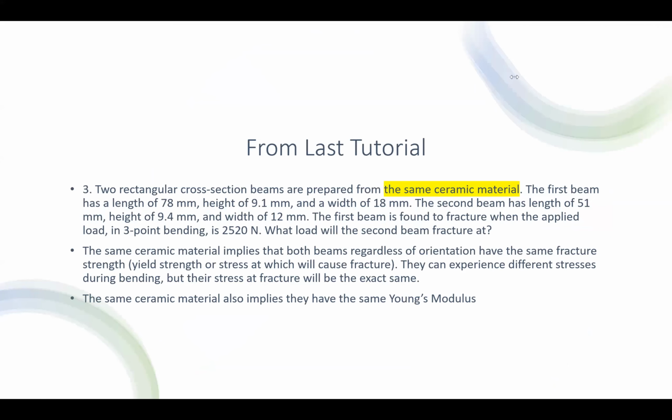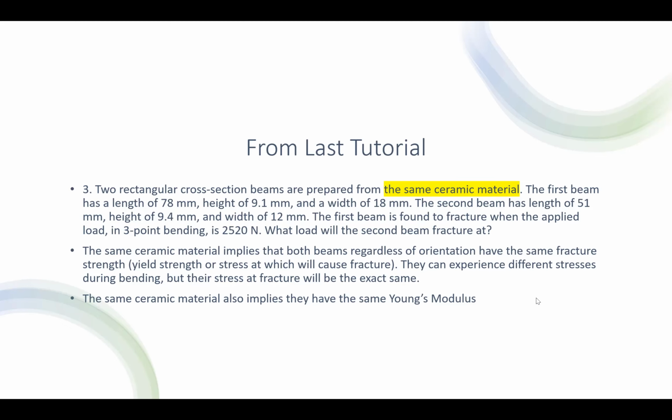Some review from the last tutorial, to fix some of the explanations that I maybe confused some of you with. So with this question, it said from the same ceramic material. The same ceramic material implies that both the beams, regardless of orientation, have the same fracture strength. If you remember, it's that stress of fracture, or we can think of it as the yield strength, or the stress at which it will cause fracture.